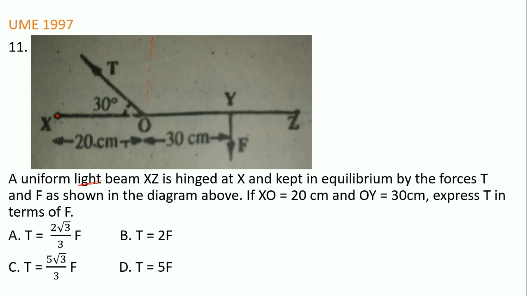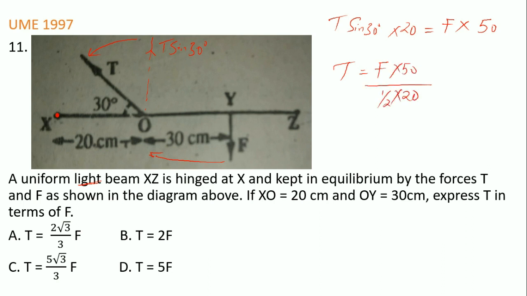So what do we do? Now we'll go here, we'll resolve it to the vertical. So we have T sine 30 degrees, and this guy will be having a clockwise moment about X. If we take moment about that point, this guy will be having anti-clockwise moment about that point. So we'll be having T sine 30 degrees times the perpendicular distance equal to F times the perpendicular distance from here to here, that is going to be 50 centimeters. So we have 50 there. So T is going to be equal to F times 50 divided by 1/2 times 20, which is 1/2 of 20, that is 10, 10 in these, that is going to be 25.